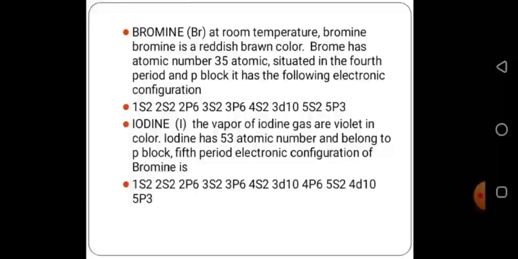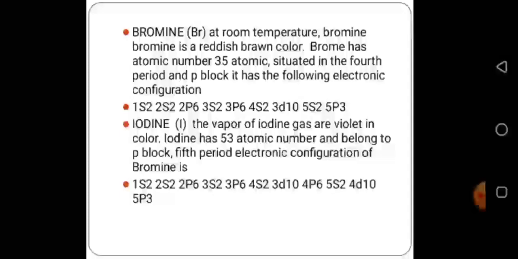When bromine melts, it changes color. That is what they mean by room temperature. At normal temperature it is reddish brown, but when heated, it will change color.